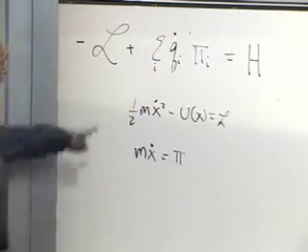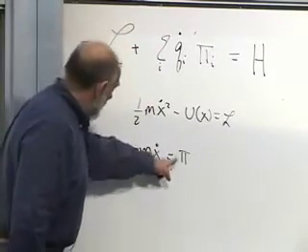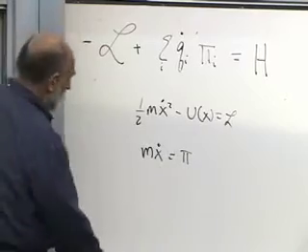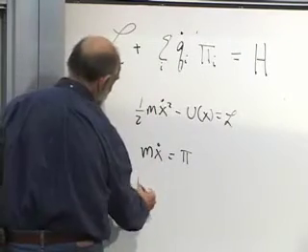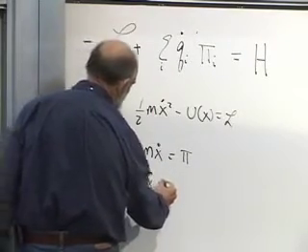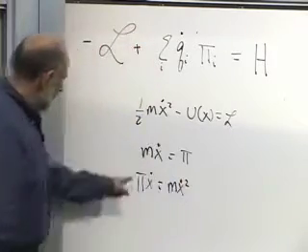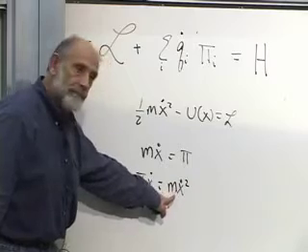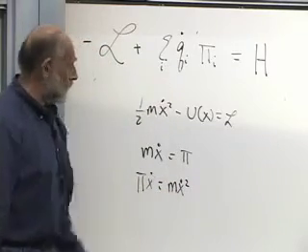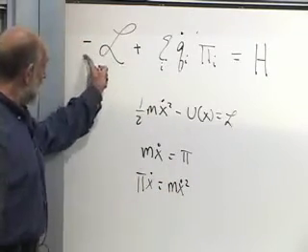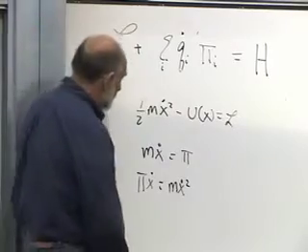What's pi times q dot? That's just pi times x dot. Pi times x dot, the first term here, is just equal to mx dot squared. We just multiply pi by x dot. So that's the first term here. Then we have to subtract the Lagrangian.